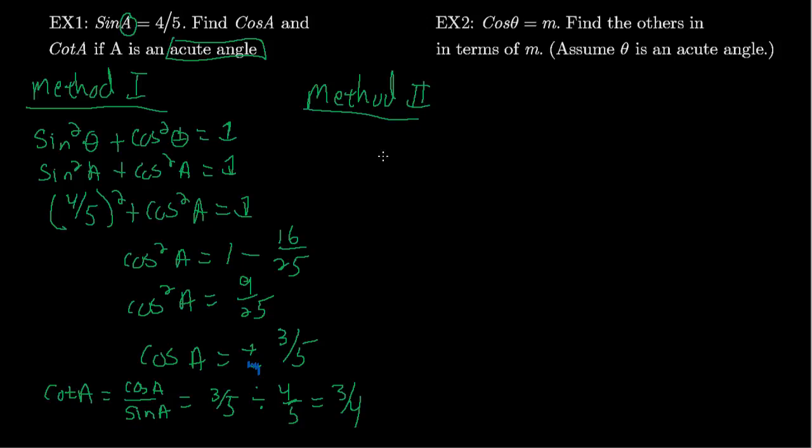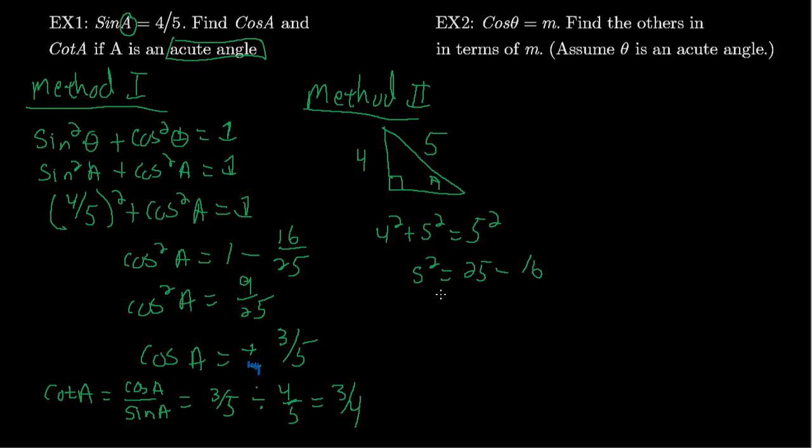Since we're learning about right triangle trig, method 2 would be to draw a right triangle. Since I have an acute angle, I'm going to make sure that angle A does not look obtuse. Put A here, a right triangle. Sine is defined as opposite over hypotenuse, so I can put opposite as 4, hypotenuse is 5, and do the Pythagorean theorem to find the missing side. 4 squared plus side squared equals 5 squared. Side squared equals 25 minus 16. Side squared equals 9. Side is plus or minus 3.